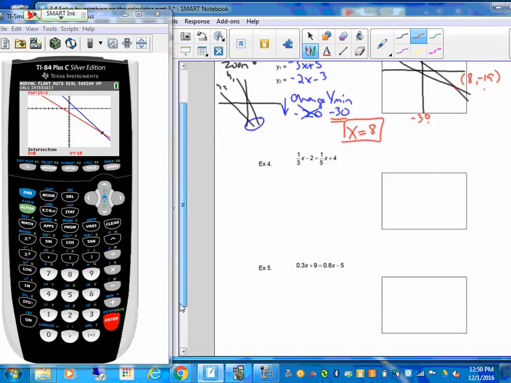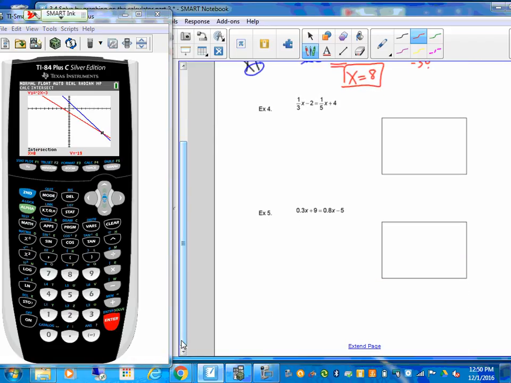Moving on to number 4. So this one's kind of here because it has those fractions. That's about the only thing that's really different about this one. Oh, no, there's a second difference when we get there. So Y1, the left side, Y2, the right side. Type them into your calculator.